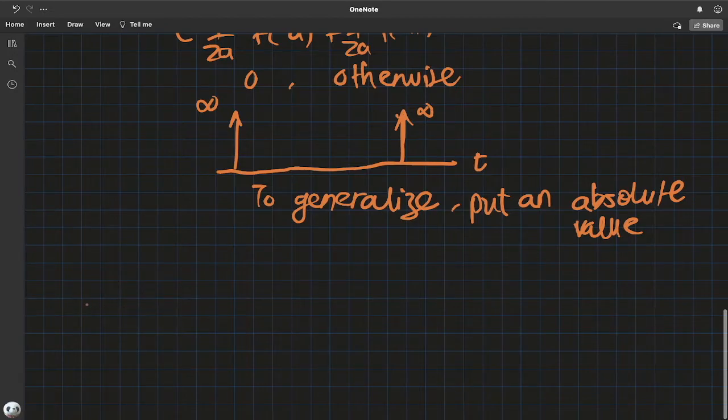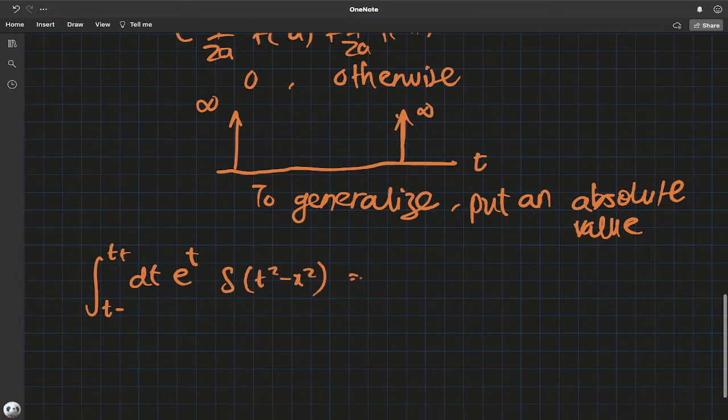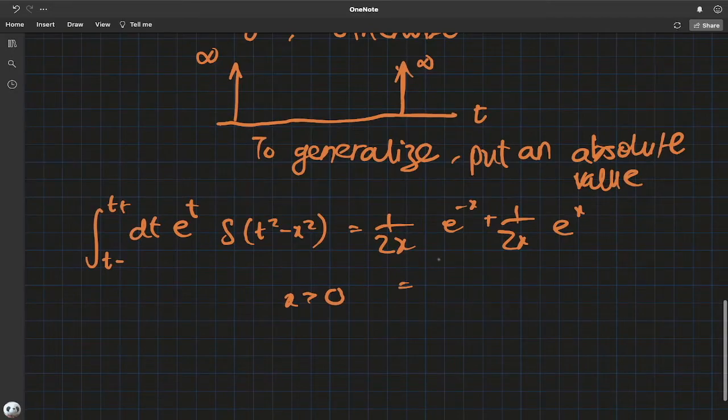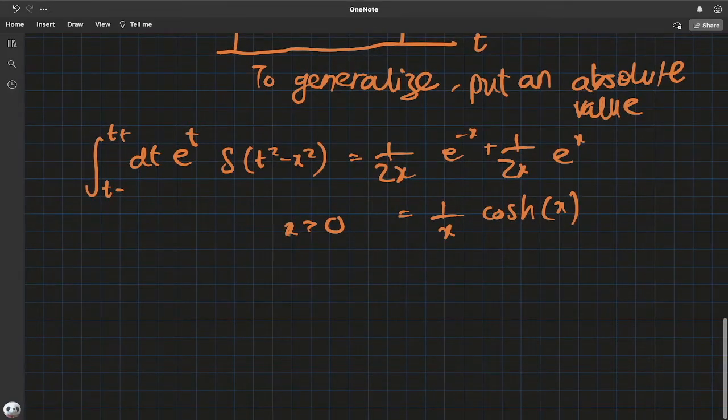One nice thing I can do with this formula is, if you have the integral from t minus to t plus dt of e raised to t, so f of t is e raised to t, and my delta is of t squared minus x squared, this just becomes, by the formula, 1 over 2x, and if you want to write the absolute value, write it, but I'm just saying x is greater than 0, e to the negative x plus 1 over 2x e to the x. If you expand this, or notice what this is, we have 1 over x hyperbolic cosine of x. So this is probably a nice result which you might want to use. Again, absolute value in the case of a general x.